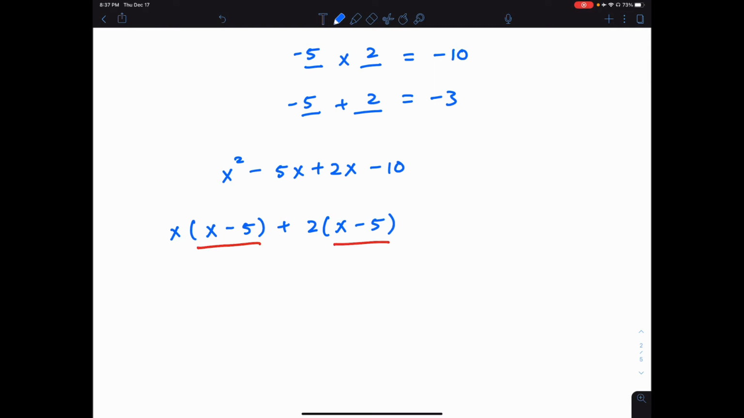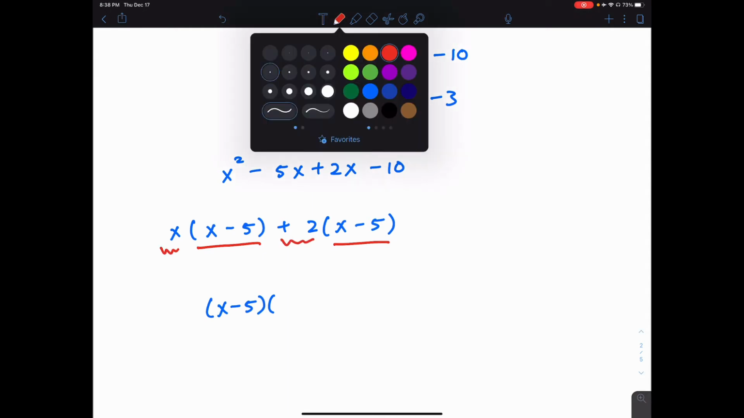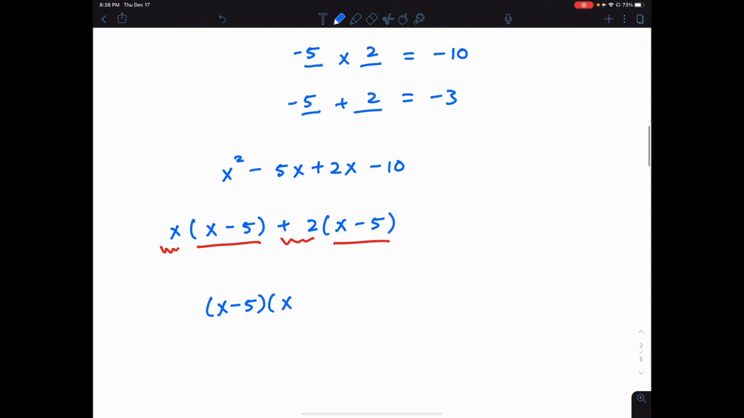And to finalize your final answer, we just basically put x minus 5 in one bracket and everything else that was on the outside into the other bracket. So everything else on the outside would be this x and this plus 2. So we'll just put x plus 2 into the other bracket, and that is our final answer.